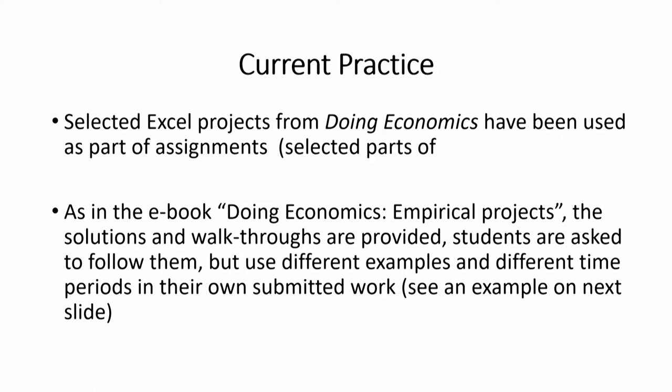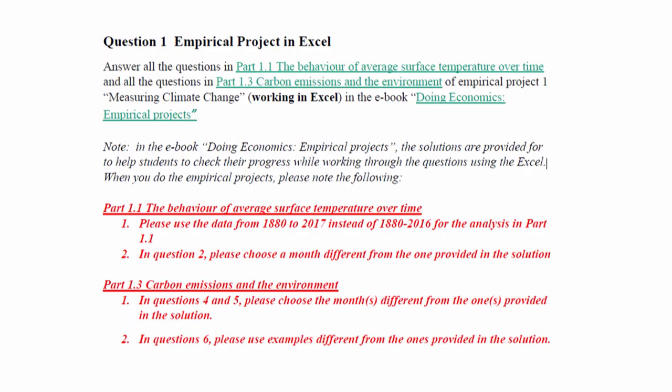Because, as Aileen just explained, the solutions and the walkthroughs have been provided, students have access to the detailed walkthrough and how to do each project. So in the assignment, what students will do is look at the walkthrough, look at the solution and follow them. However, when they do their own work, they need to choose a different time period or use different examples. I'll just show you the example for the first project, climate change. The parts in red in the instruction that I gave to students mean that they really need to do something different from what's provided in this ebook.